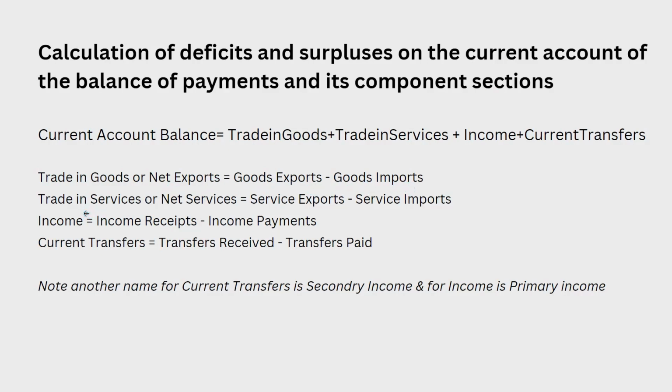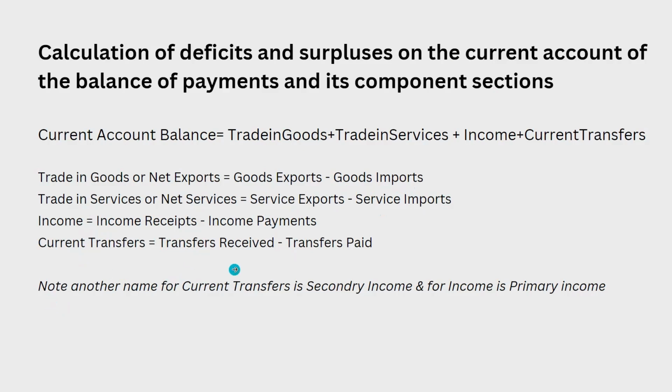Next is trade in services or net services. It's service exports minus service imports. For income, it's income receipts minus income payments. For current transfers, it's transfers received minus transfers paid.